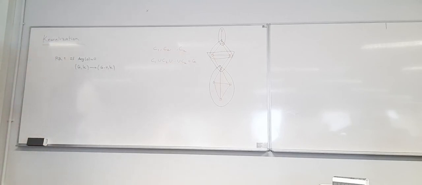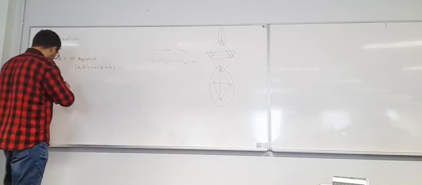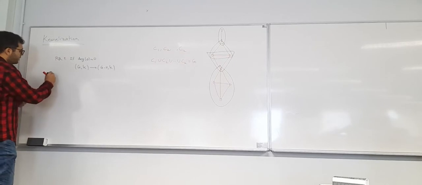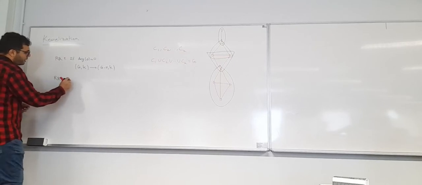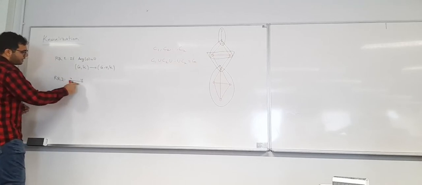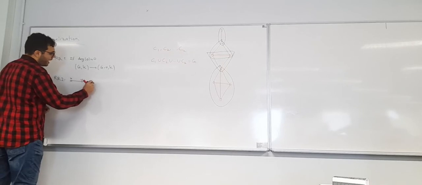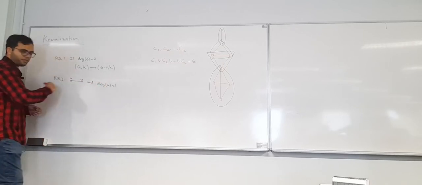Okay, what if I have a vertex of degree 1? So what if I have a vertex that looks like this? Actually, let me just write it in the rule. So this is reduction rule 2. Let's say I have a vertex u that is connected to a vertex v, and the degree of u is 1. So this is the only neighbor of u.